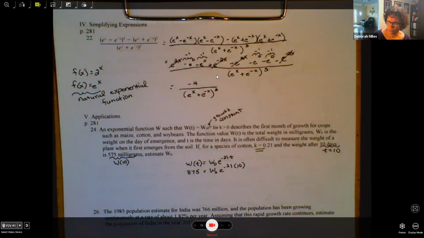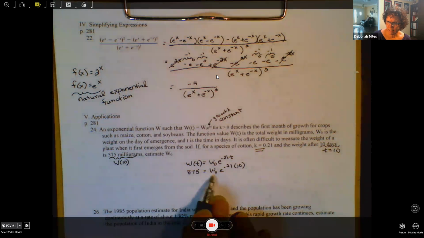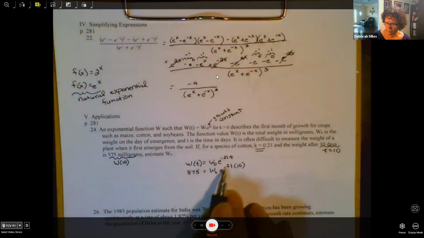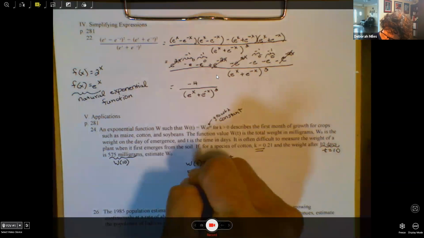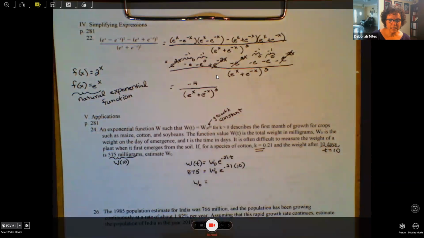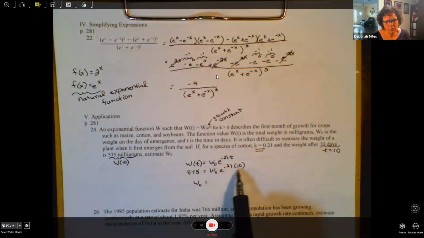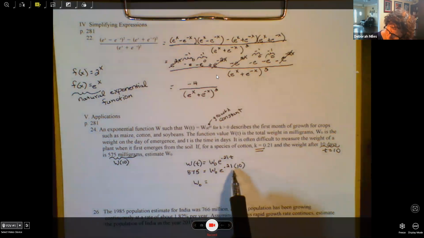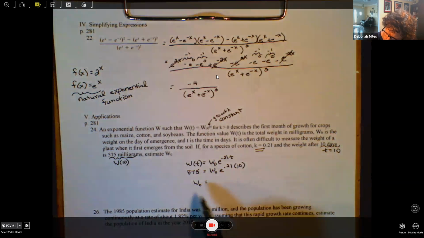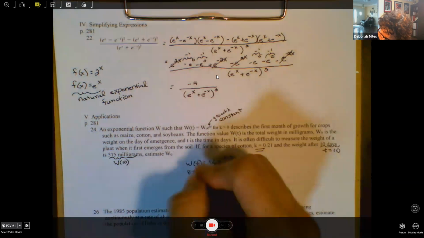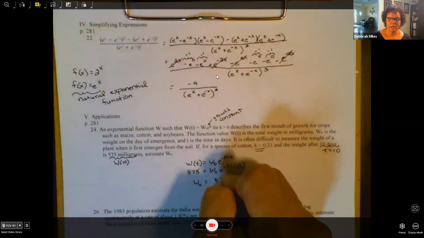Remember, e is not a variable. W sub 0 is the only variable, and to get that by itself, all we have to do is divide both sides by this expression. I'm not going to pick up my calculator until I have that W sub 0 completely by itself. I'm going to go ahead and multiply the 0.21 times 10 and just call this e to the 2.1. So W sub 0 is 575 divided by e to the 2.1.